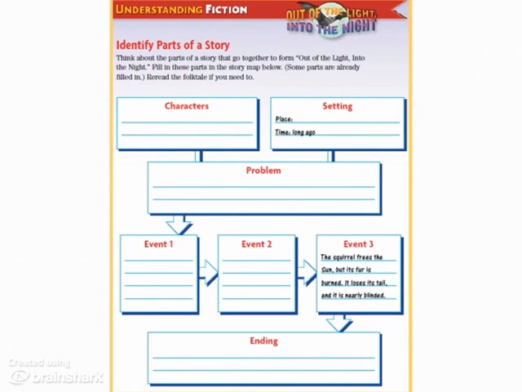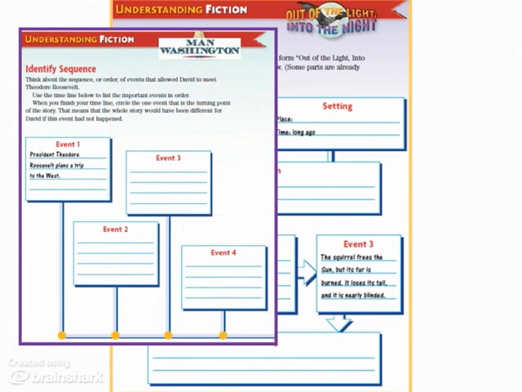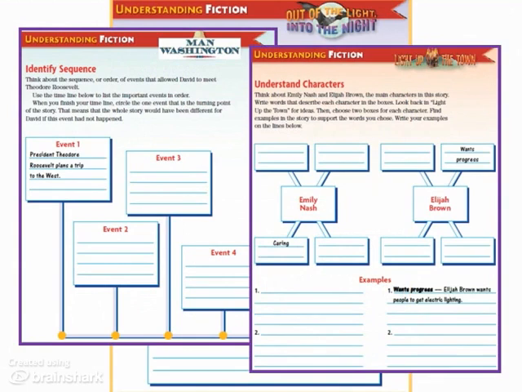Once the student is finished reading the fiction selection, they come to a graphic organizer. In this case, the students are asked to identify the parts of a story. Other fiction stories may have them identify sequence or understand characters. This gets the students interacting with the text and requires them to break down what happened in the story and show comprehension of what they read.